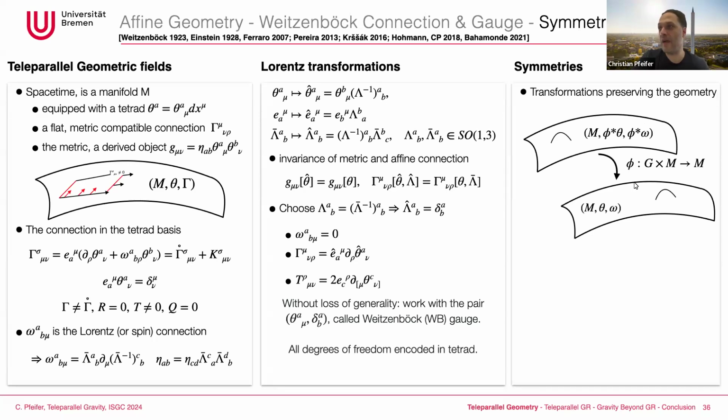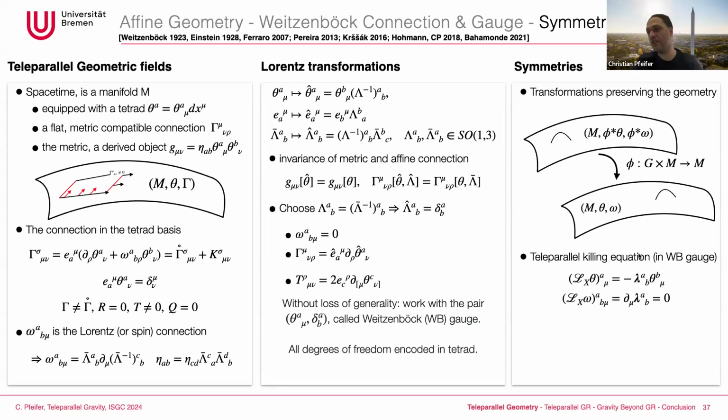So I have a map from my manifold to my manifold where I let a Lie group act on my manifold and on all my geometric objects. And I want that they are invariant in a certain sense. And therefore, I find generalized Killing equations in the Weitzenböck gauge, namely that the Lie derivative of my tetrad must not be zero, but must be zero up to a generator of a Lorentz transformation, and the Lie derivative of my spin connection, that must really be zero.